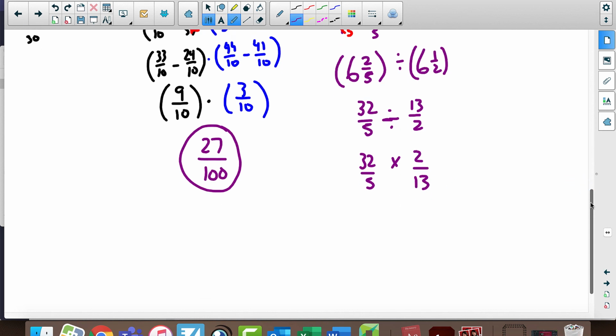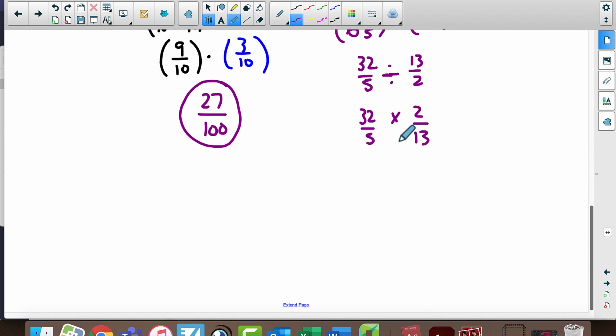Okay, now if possible, we ninja slice. But I don't think we can do it. We got a 5, 13, nope, you can't. So we're ready to multiply. On the top, 32 times 2 is 64. And on the bottom, 5 times 13 is 65. And that is it. Okay, some pretty tough stuff here, people.